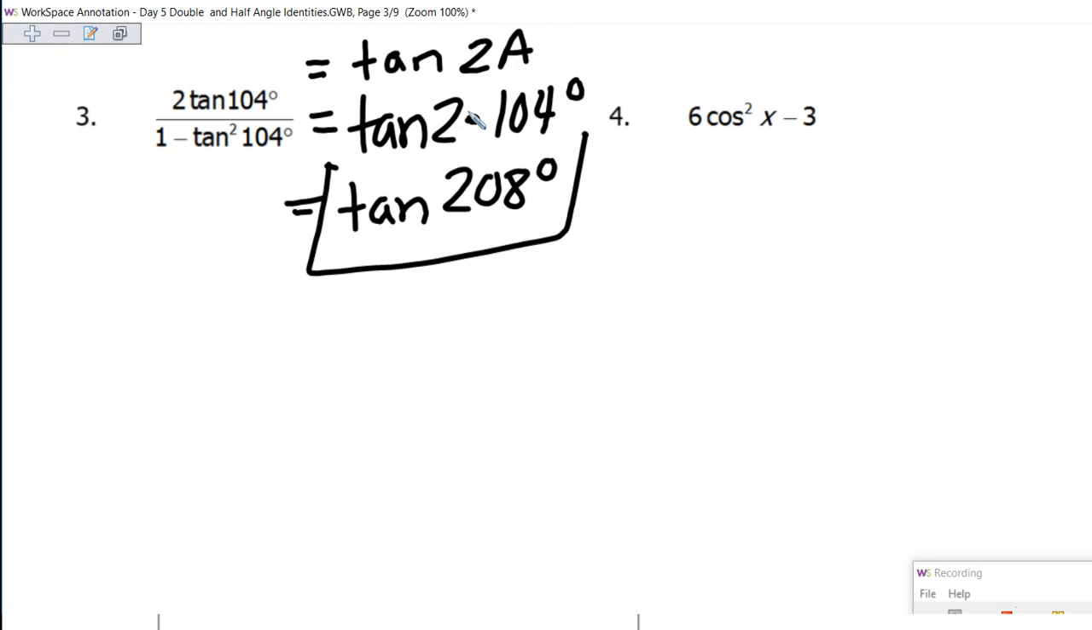And number 4. Again, this needs to be a double angle identity, but for those double angle identities, does it have a 6 in it in any of those formulas? What about a 3? No, but that formula looks closest to which one?